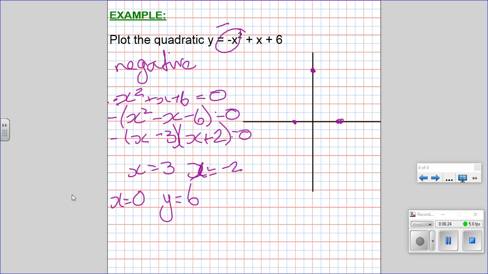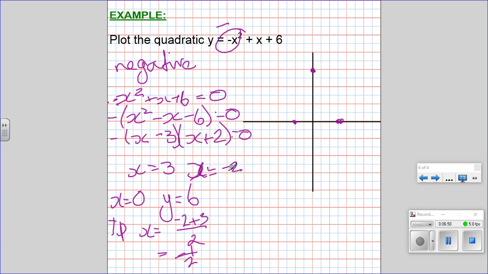Okay, so now I want the turning point. So then x is equal to negative 2 plus 3 divided by 2. Well, negative 2 plus 3 is 1. 1 divided by 2 is a half. So my turning point is going to be somewhere in this box here. Okay, so it's going to be a half. Not negative half, just a half.